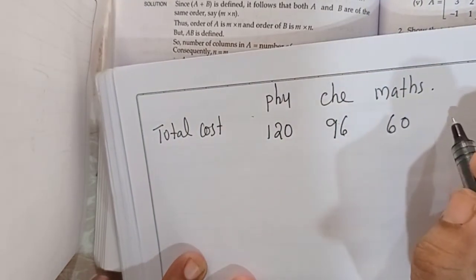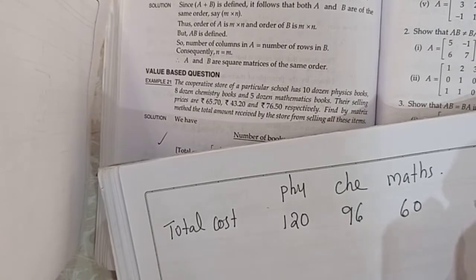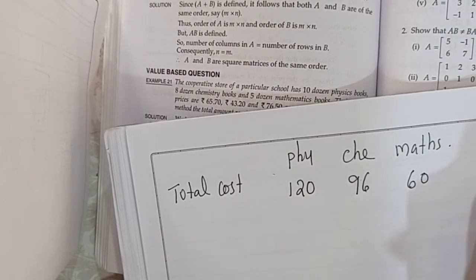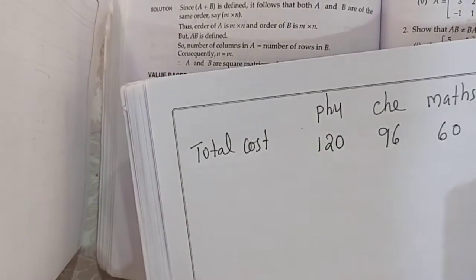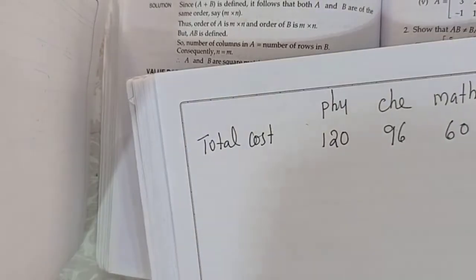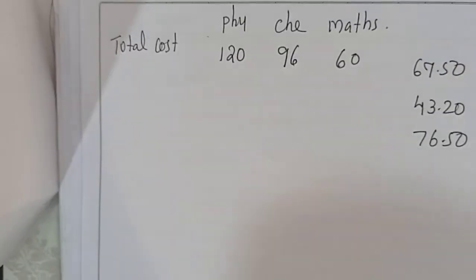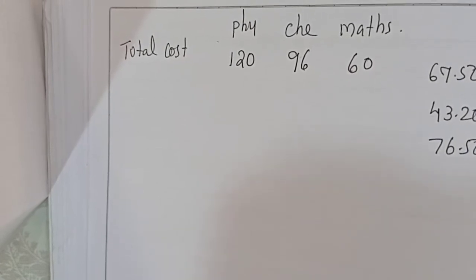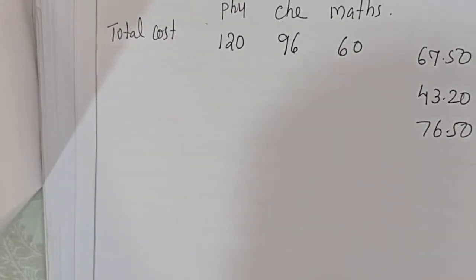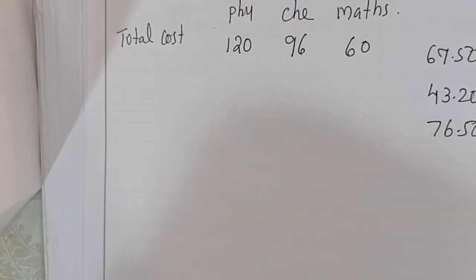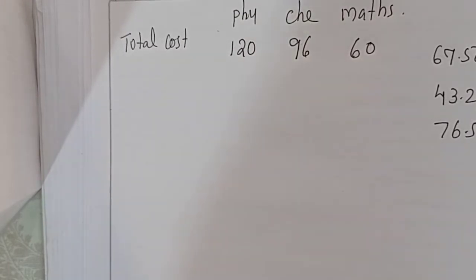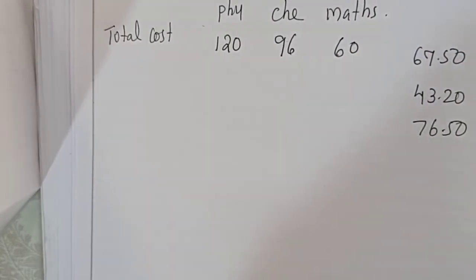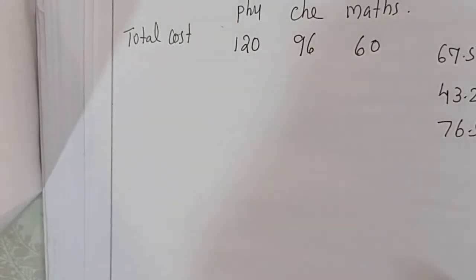These are the information given, and the cost is also given. What's the cost given? 67.50, 43.20 and 76.50. All of you look here. Understand? Our aim is to find the cost. In the first class, I already explained the operations relating to matrices: addition, subtraction, isn't it? Multiplication. All of you watch that first video also. Then only you can know this also.